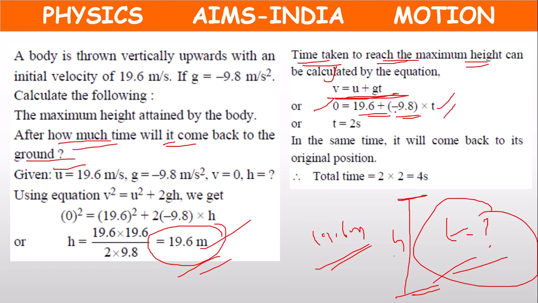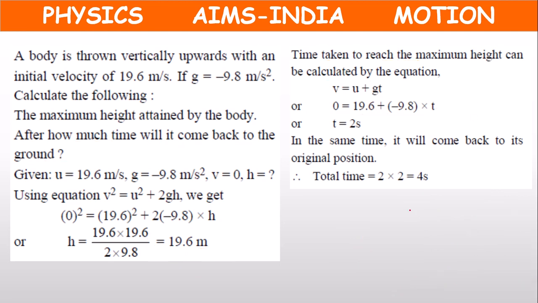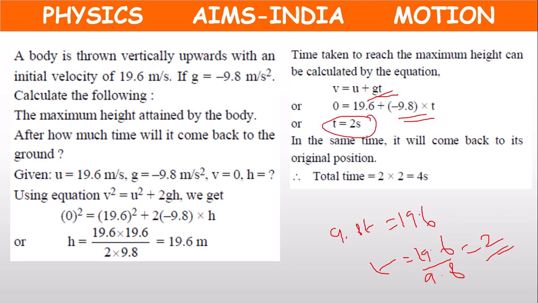So minus 19.6, if it comes to the right hand side, it will become 19.6 equal to 9.8 T. So 9.8 T equal to 19.6, or T equal to 19.6 by 9.8. After cancellation, it is equal to 2 seconds.